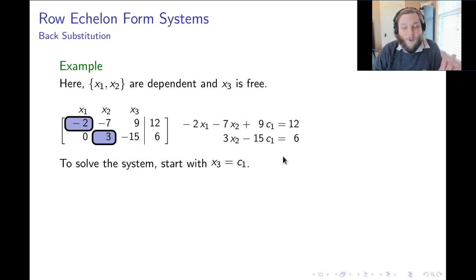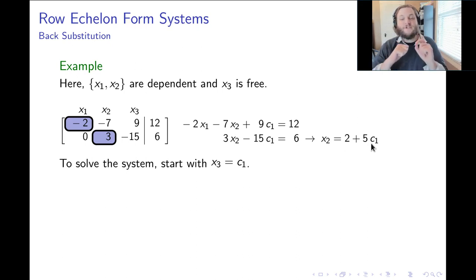Now we can work our way from the bottom up to solve for the dependent variables in terms of the free variables. This is very important: we work our way up from the bottom. Note that in the second equation, we have only one dependent variable, x2, and we can solve for x2 in terms of our free variable. When we do the simplification, we get x2 equals 2 plus 5c1.